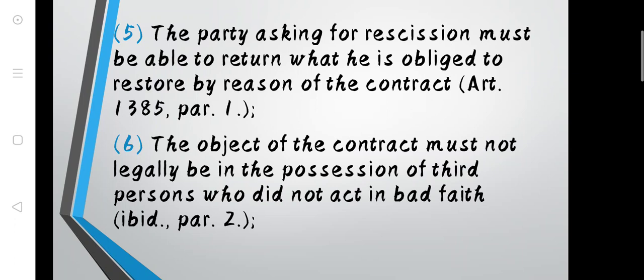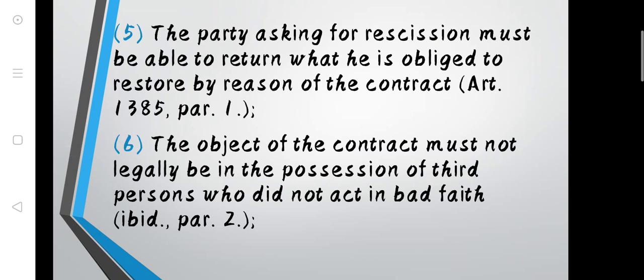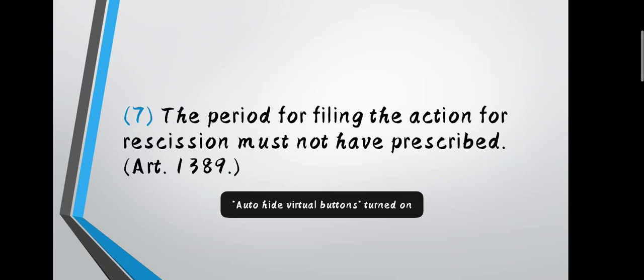Number 5, the party asking for rescission must be able to return what he is obliged to restore by reason of the contract. Number 6, the object of the contract must not legally be in the possession of a third person who did not act in bad faith. Next, the period for filing the action for rescission must not have prescribed.